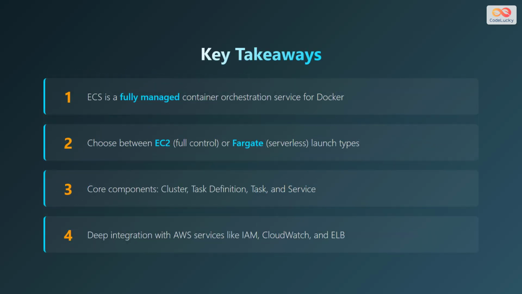Let's recap the key takeaways. First, ECS is a fully managed container orchestration service for Docker containers on AWS. Second, you can choose between EC2 launch type for full control or Fargate launch type for serverless operation. Third, the core components are cluster, task definition, task, and service, which work together to run your containers. Finally, ECS has deep integration with AWS services like IAM, CloudWatch, and elastic load balancing, making it a powerful solution for cloud-native applications.